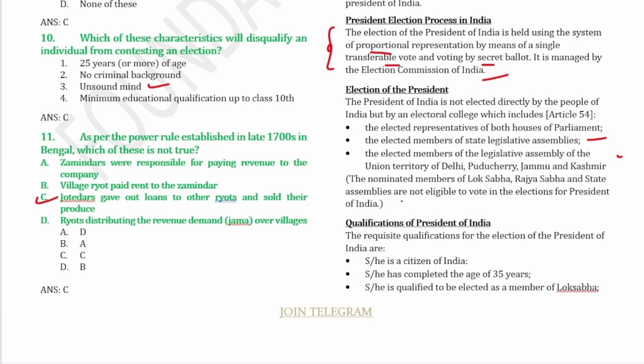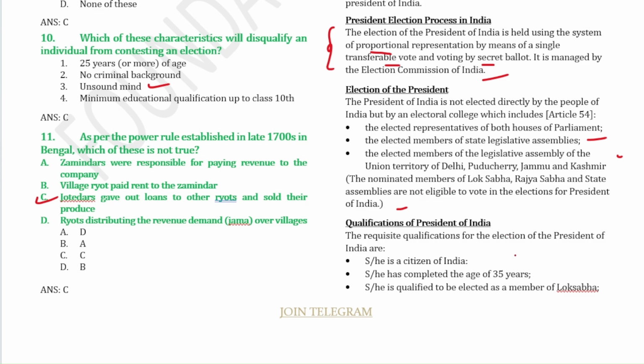Remember that the nominated members of Lok Sabha, Rajya Sabha and state assemblies are not eligible to vote in the election for the president. Only the elected members are eligible to vote. The nominated members are not eligible to vote during the election of president of India. So this you have to know.